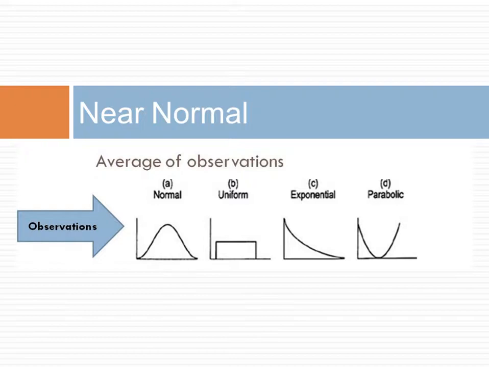Here we see four distributions. First one is normal, that should remain normal. The second one is uniform. The third one is exponential, and the fourth one is parabolic. No matter what is the initial distribution, as the size of the sample increases, the average of the sample is distributed like a normal distribution.